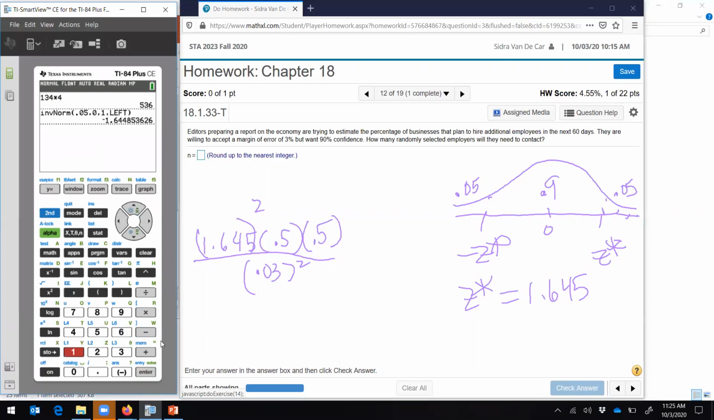So we're going to go 1.645 squared times 0.5 times 0.5, and then divide that by 0.03 squared. That's 752.